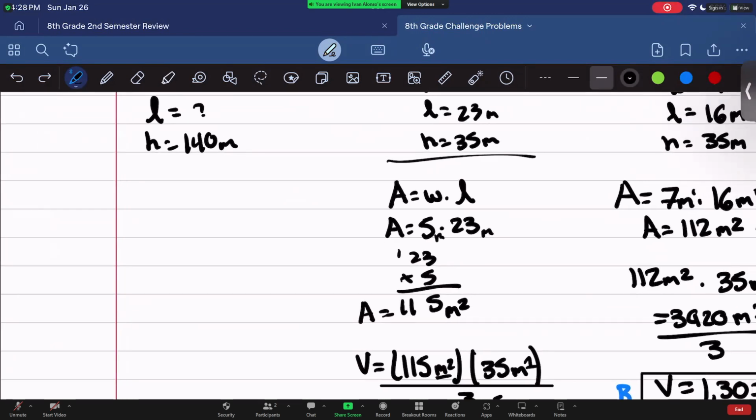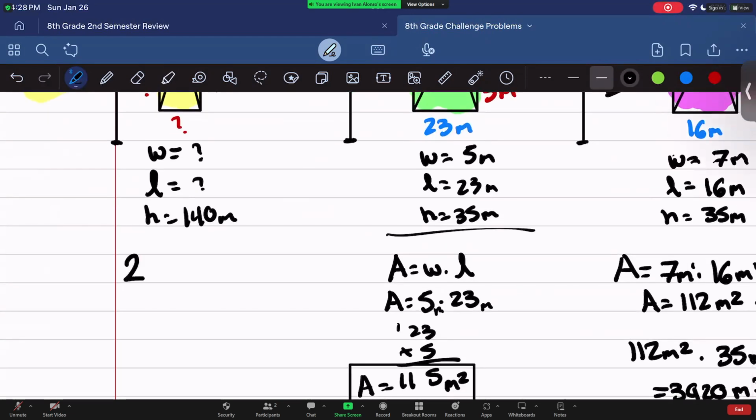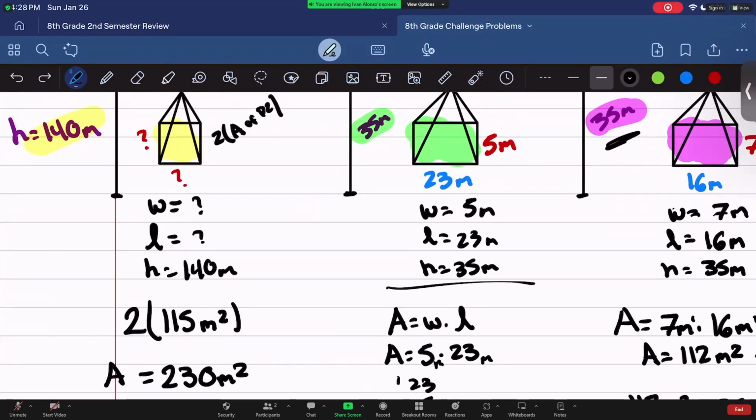So, if you have it, we found out that the area of that first pyramid base was 115 meters squared. Up here, if you remember, I wrote that this area was going to be 2 times that area. So I'm going to do 2 times 115 meters squared. That gives us 230 meters squared. Units stay the same because we're still speaking of area, and we didn't multiply by an m. So that's the area of this little yellow portion here.